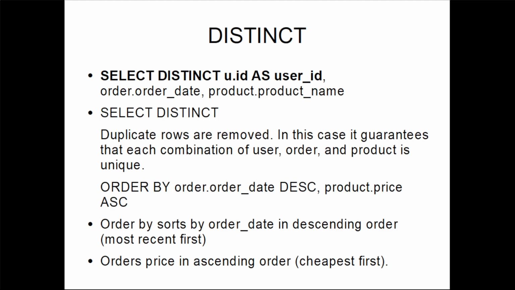The ORDER BY clause allows us to sort the results in a specific order. Here, we are sorting by order_date in descending order, so the most recent orders appear first. Within each date, we are further sorting by price in ascending order, ensuring that the cheapest products are listed at the top. This kind of sorting is particularly useful when prioritizing recent transactions while also considering price comparisons.